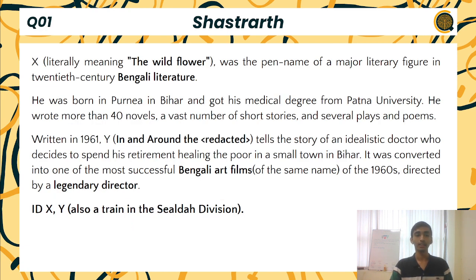So the first question, X, literally meaning the wildflower, was the pen name of a major literary figure in 20th century Bengali literature. He was born in Purnia in Bihar and got his medical degree from Patna University. He wrote more than 40 novels, a vast number of short stories, and several plays and poems. Written in 1961, Y, In and Around the Dash, tells the story of an idealistic doctor who decides to spend his retirement healing the poor in a small town in Bihar. It was converted into one of the most successful Bengali art films of the 1960s of the same name as Y and directed by a legendary director. So ID X and Y. Y is also a train in the Sealdah division, Eastern Railways.